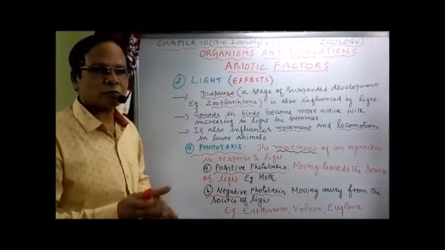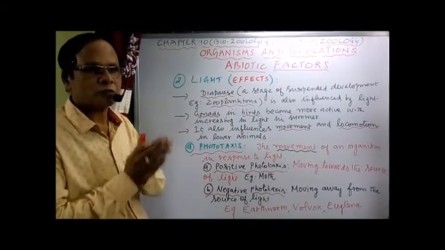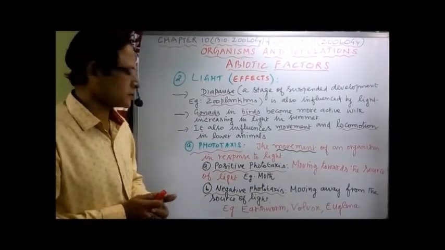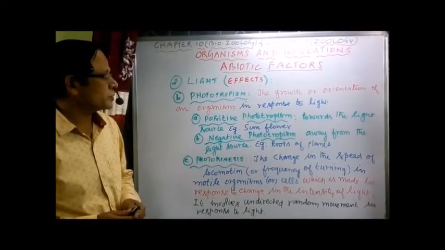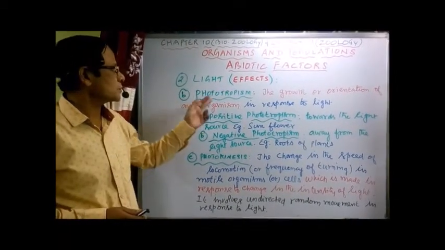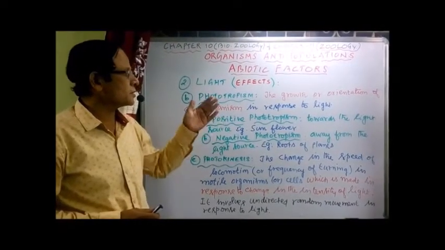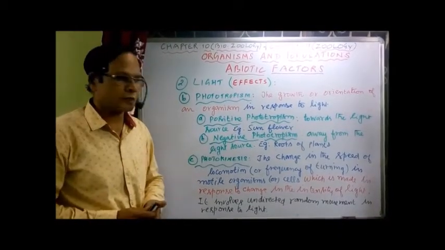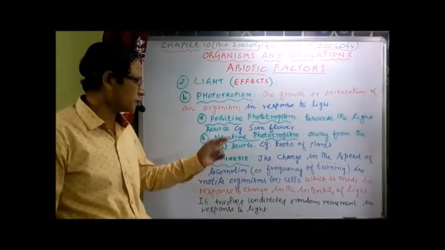In taxis, the entire organism is moving. In tropism, only the growth or orientation of a part of the plant body is towards the source of light or away from the source of light. One more, we have photokinesis. Now the previous type of movement in response to light is phototropism, which is growth or orientation. We have positive phototropism and negative phototropism. I explained that already. Now the last type of movement in response to light is photokinesis.